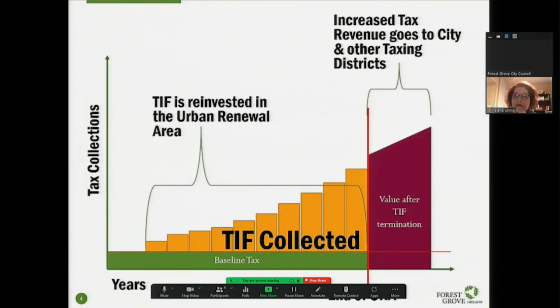This chart illustrates how the tax increment financing works. We set a baseline. That's that green line at the bottom. And then we collect into a special account, the TIF, anything over that baseline tax. And as the years progress, hopefully that tax rate increases and we bring in more, till the end of the urban renewal area. And then at that point, the full tax goes back to the general fund.